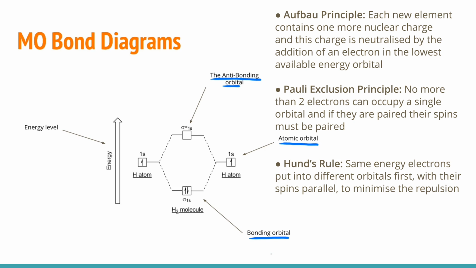Electrons are placed into molecular orbitals using the Aufbau principle, Pauli exclusion principle, and Hund's rule. If you need a reminder on what these are, they're at the top right corner of this slide. In H2, there are 2 electrons, one from each hydrogen atom. As the diagram shows, these are both in the bonding orbital, with their spins paired.